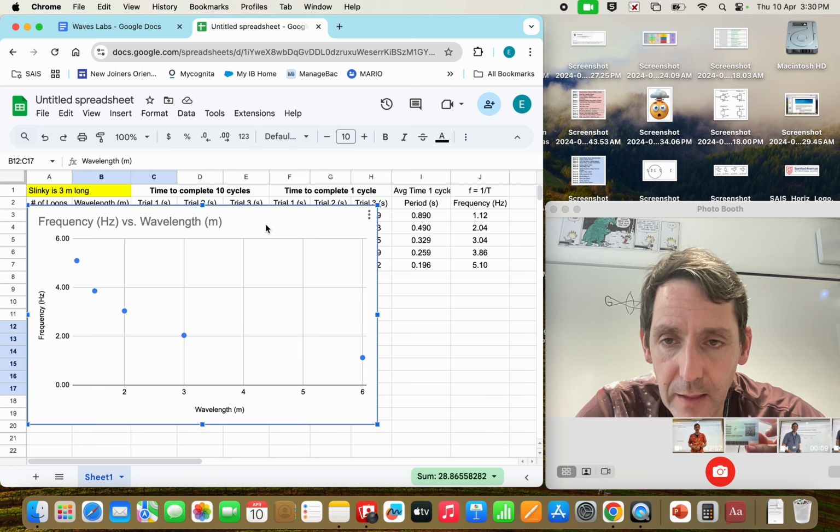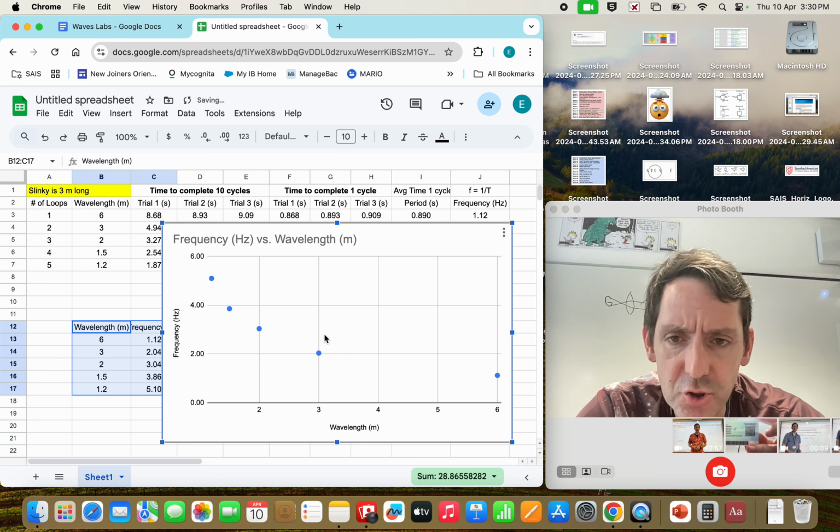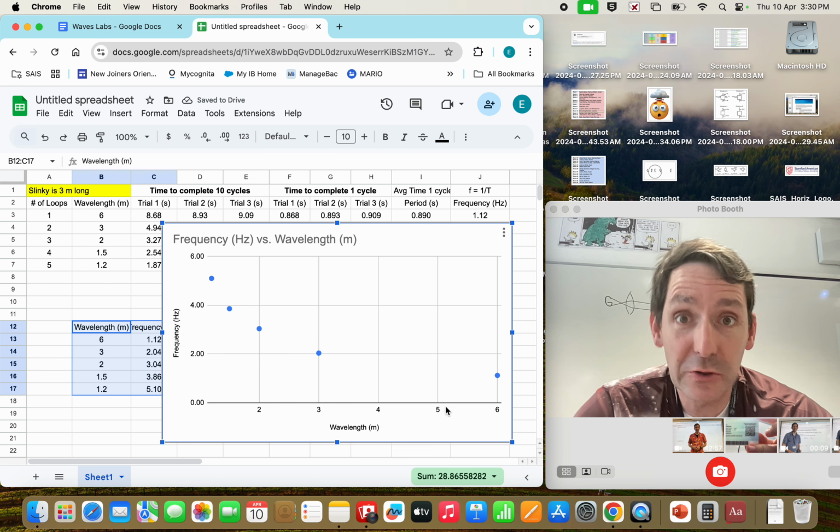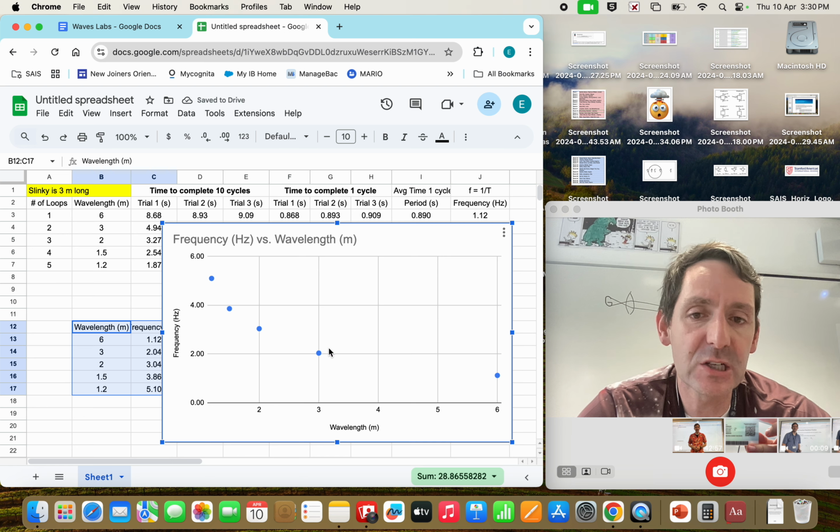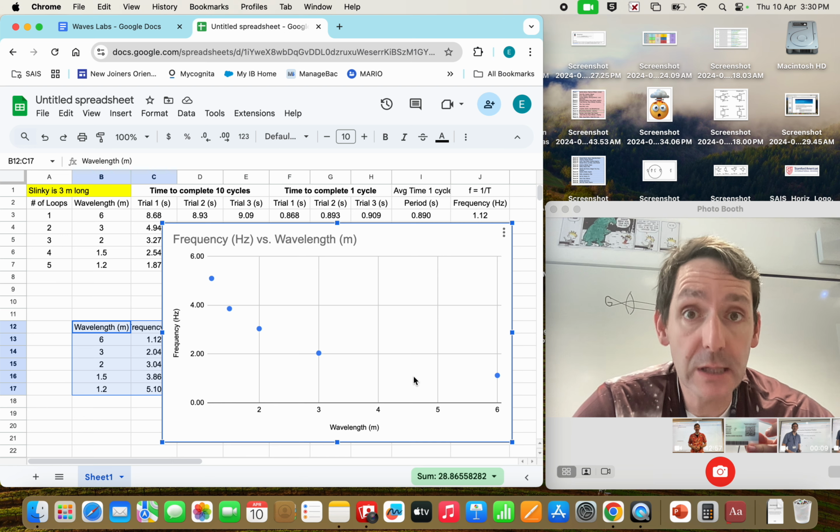If you see something like this, please do not draw in a straight line and be like, look, it's close to all the points. That is not a straight line, y'all. That is a curve, all right? And most likely it is an inverse curve. Well, how do I know?